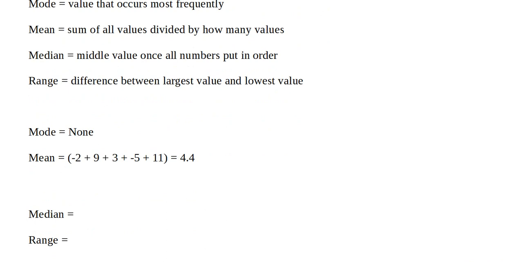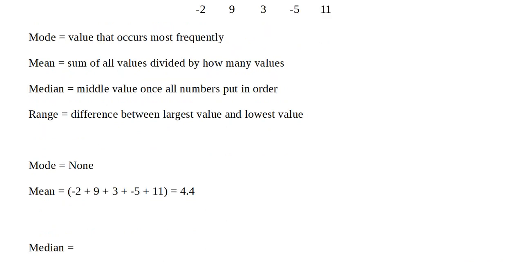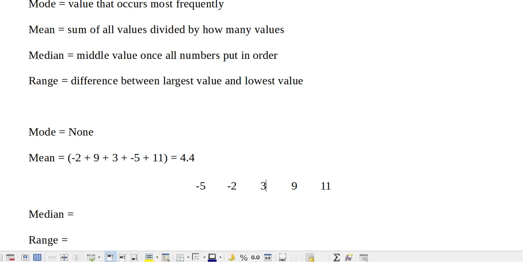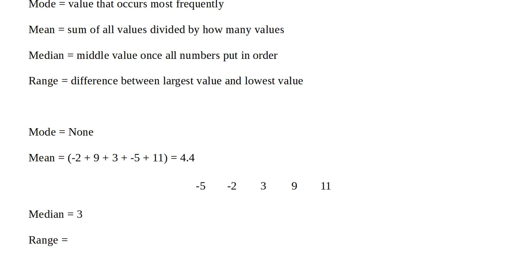Well, again, the median, I'm going to rewrite those numbers and put them in order. And having put them in order, knowing that -5 is the furthest left, then my median is going to be right in the middle, because there's 2 to the left and 2 to the right of the 3. So that's my median. And then my range, well, again, here, I need to be a little bit careful.